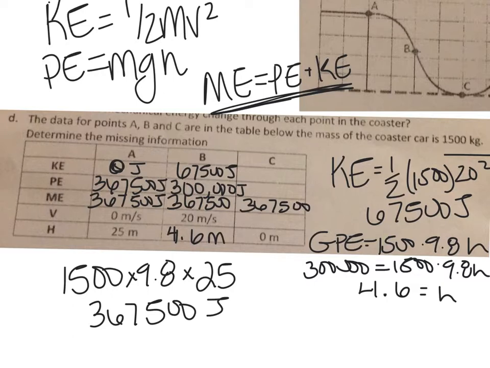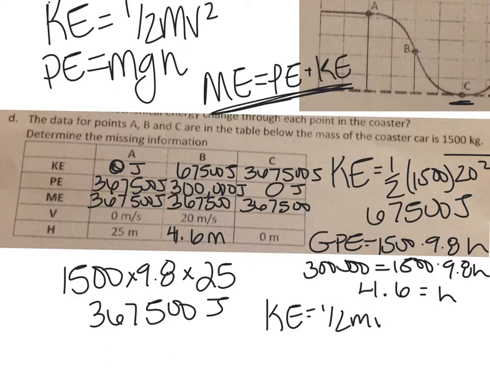For point C, we're given our height of 0, because as you can tell up here, it is sitting on the ground. So if we have a height of 0, when we plug that into our potential energy formula, anything multiplied by 0 is going to be 0. So our potential energy here is going to be 0, which means all of our mechanical energy is going to be kinetic energy. So that's going to be 367,500 joules.